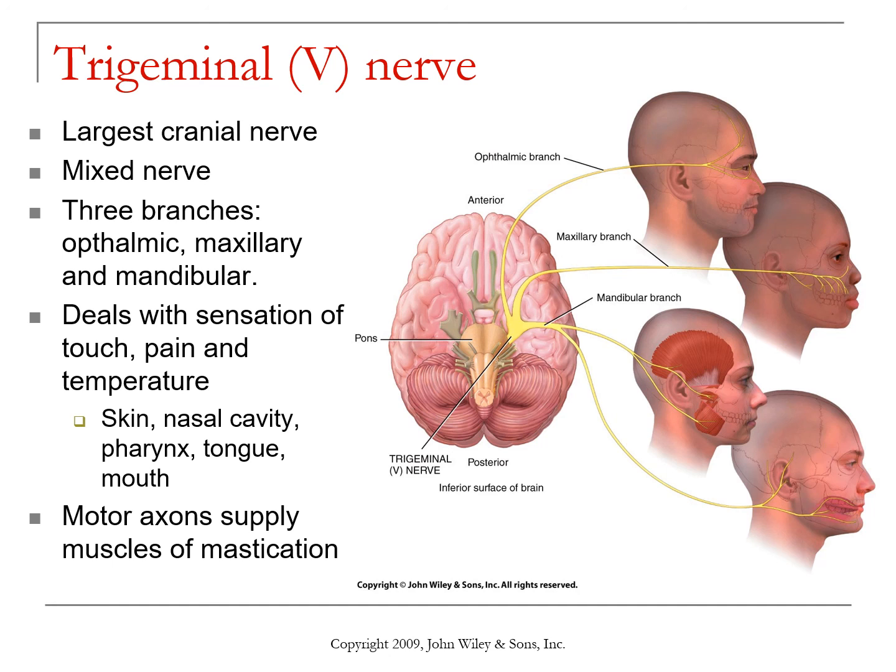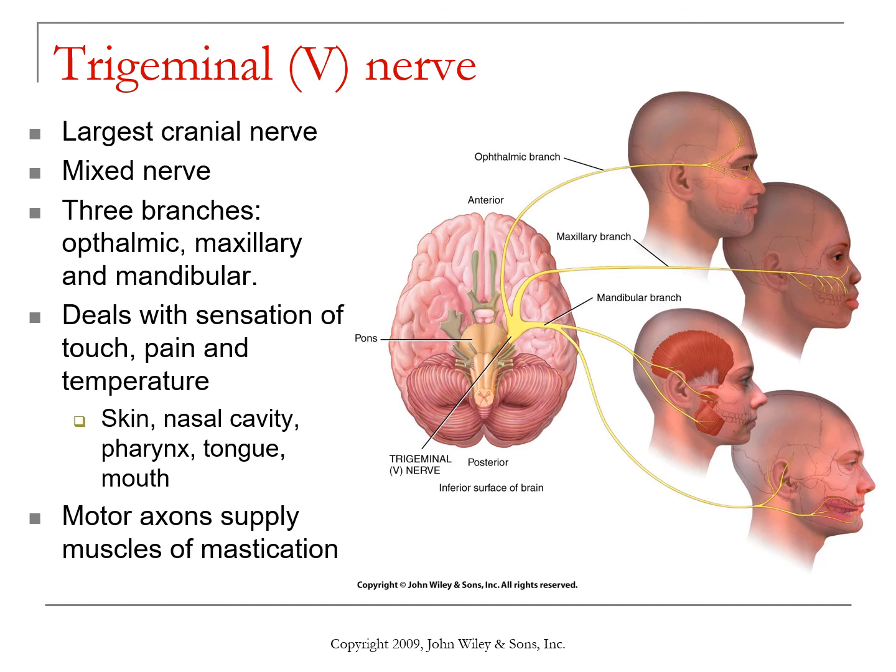Its sensory function receives information about touch, pain, and pressure, as well as temperature, coming from the skin of the face. So it's sensory for the skin of the face, as well as the nasal cavity, the pharynx or the throat, the tongue, and the mouth. So any sensory information coming from your head essentially travels into the brain along the trigeminal nerve.